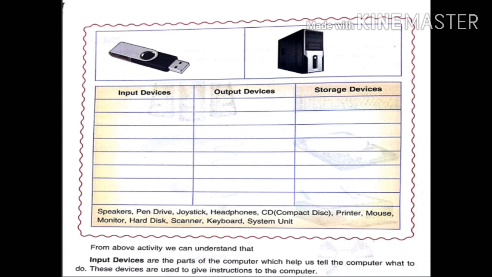From the above activity we can understand that input devices are the parts of the computer which help us tell the computer what to do. These devices are used to give instructions to the computer. Now children, I already told you input devices are the parts of the computer with the help of which we give data and instructions to the computer.